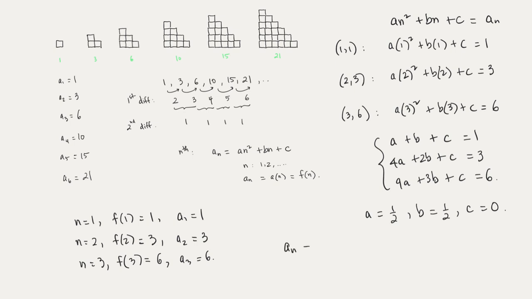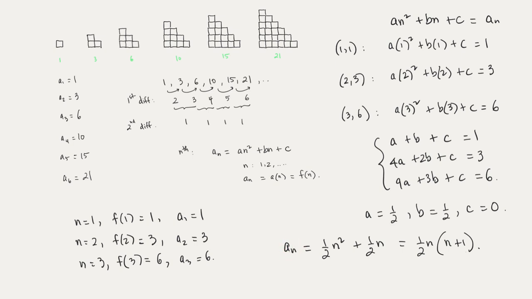A sub n is therefore 1/2 n squared plus 1/2 n plus 0. If we factor out 1/2 n, then we end up with 1/2 n times n plus 1. And this is the formula for a sub n. This will tell us how many blocks we will need to use for the nth staircase.